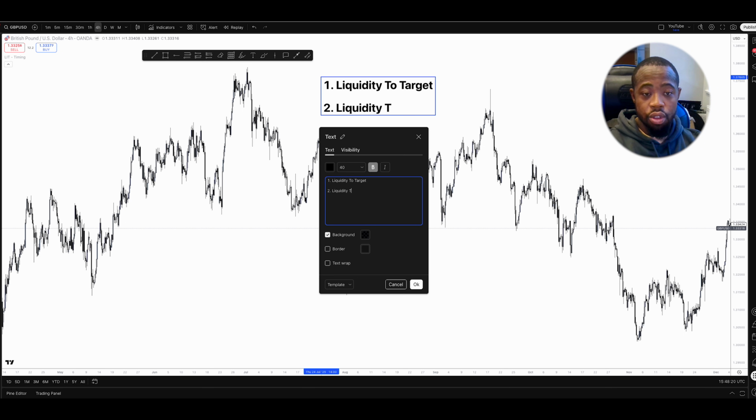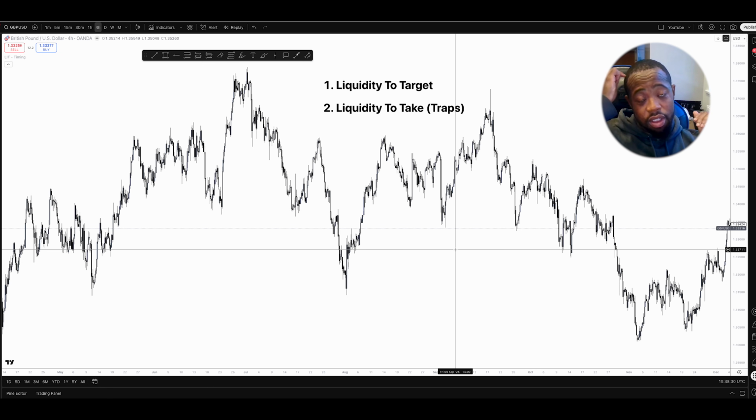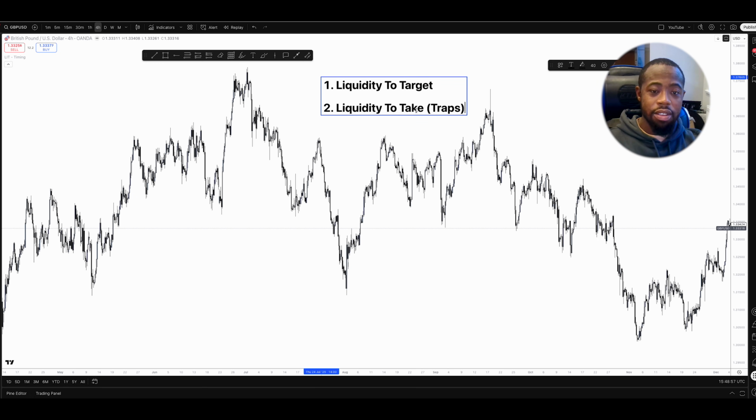Okay. And the second thing we're going to be discussing is liquidity to take, or what I like to call traps. Liquidity to trap. Because what this does is this gives us a basic system to understand where we believe price will reverse. So first we look for where liquidity is lying, where price might be drawn towards. But then we look for where price is going to reverse from to then go towards that target. So the liquidity to take, or the liquidity to trap, I'm going to change this to liquidity to trap.